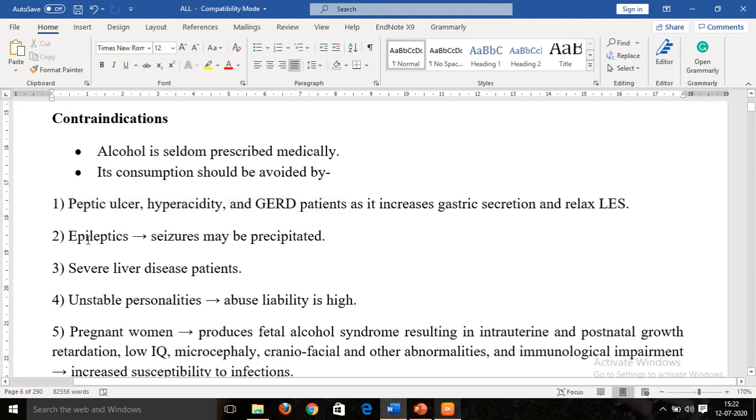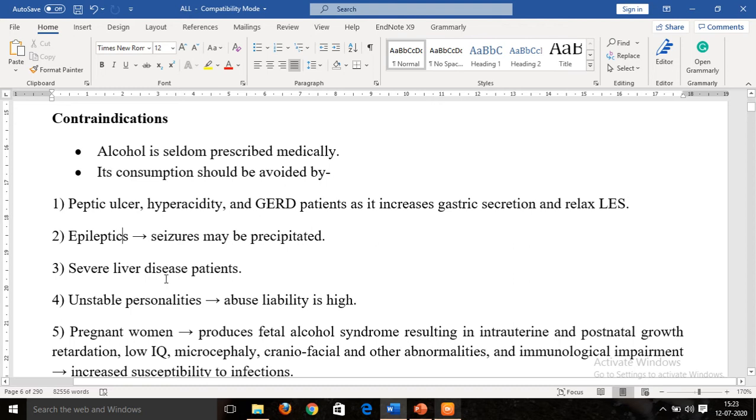The next contraindication is in epileptics, because the seizure threshold can be lowered. We have seen this under the actions on the CNS. So seizures may be precipitated, so it should be avoided by epileptic persons, otherwise epileptic attacks may get precipitated. Then the people who are suffering from severe liver disease.